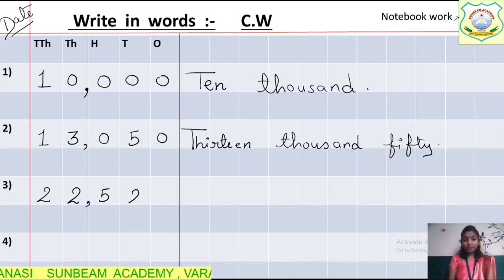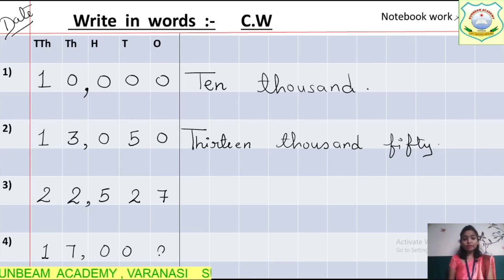22,527. And after that, the fourth is 17,002. Alright, let's do it. 22,527. So as we are calling it 22, we will write the same thing. So let's start.